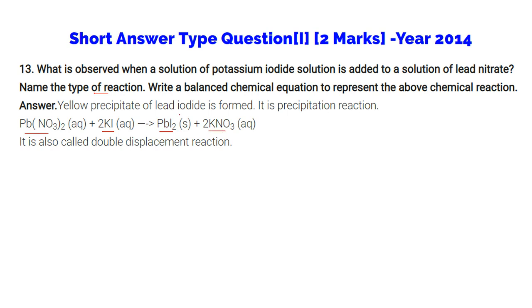So this lead iodide is a yellow precipitate. This will be formed, and because the precipitate is formed, we call it a precipitation reaction. And since Pb is replacing K here and K is replacing Pb here, you see, this is a double displacement reaction as well.